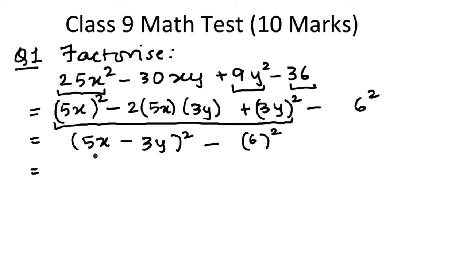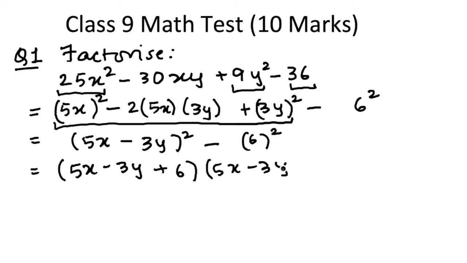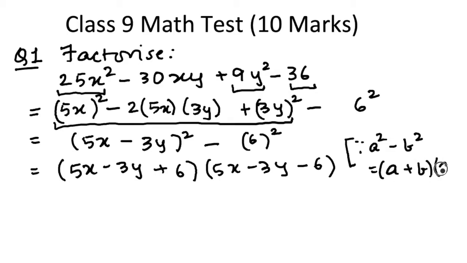Now again it is like a square minus b square, so you will have factors like a plus b and a minus b. So 5x minus 3y, this plus this 6, and here it will be 5x minus 3y, that is this term, minus this 6. And we will write over here, since a squared minus b squared is equal to a plus b into a minus b. Alright, and this becomes our answer.